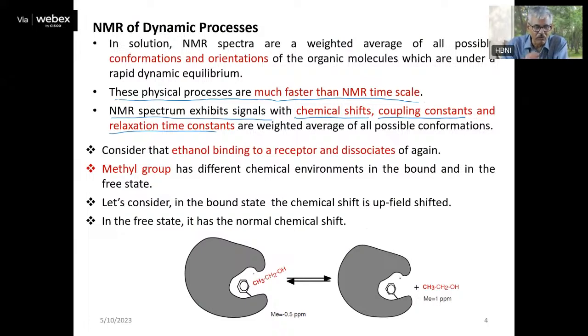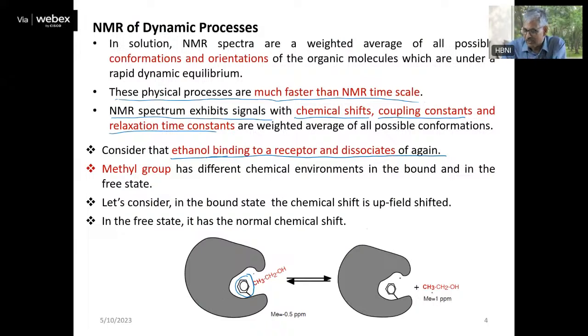Now let us consider a case. This is just a case. Let us say ethanol is binding to a receptor and then dissociating again. Assume you have a receptor which has, let us say, some aromatic group here. So the ethanol is interacting in a hydrophobic manner. You may ask why it is approaching this way; that's why I have drawn a benzene ring here. So it is a hydrophobic interaction.